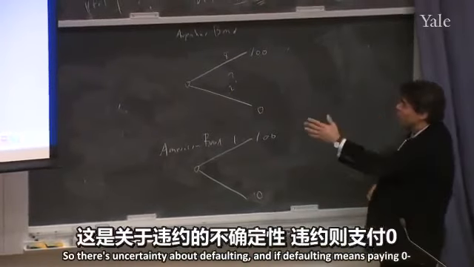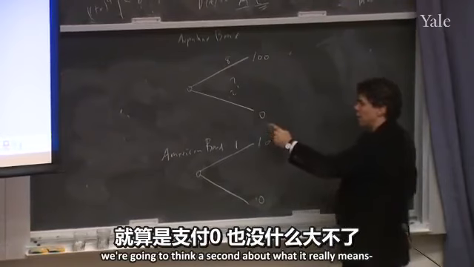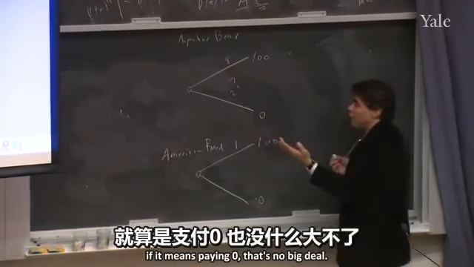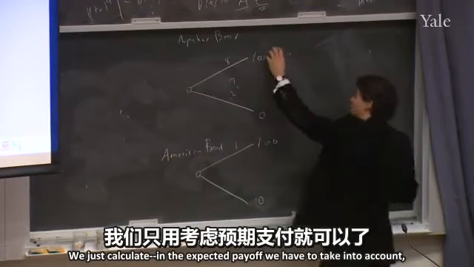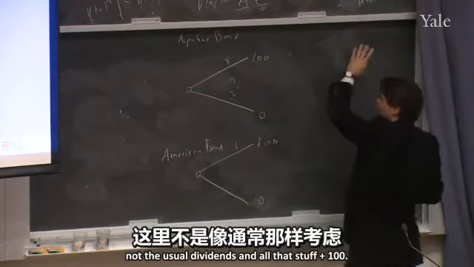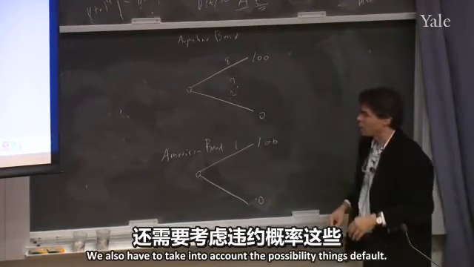So there's uncertainty about defaulting, and if defaulting means paying 0, we're going to think a second about what it really means. If it means paying 0, that's no big deal. We just, in calculating the expected payoff, have to take into account not the usual dividends and all that stuff plus 100. We also have to take into account the possibility that things default.